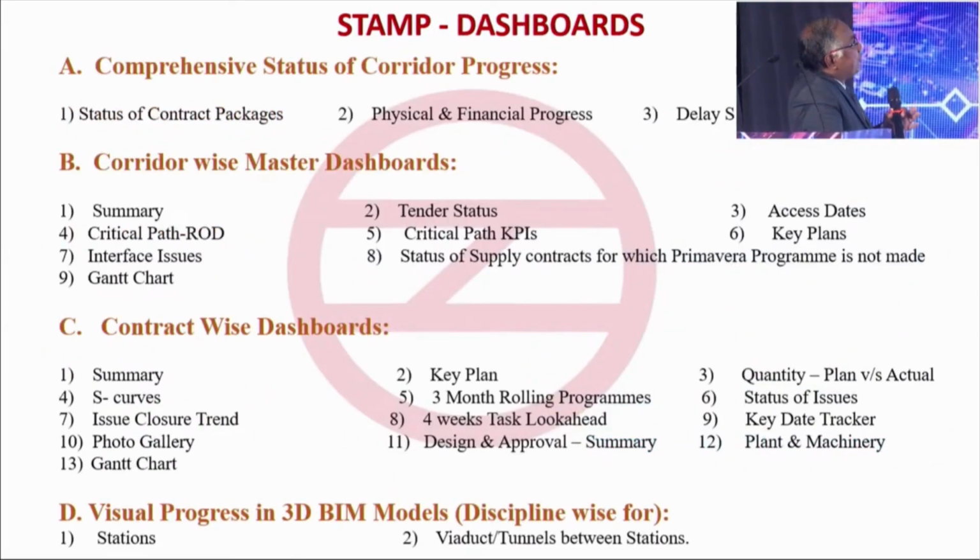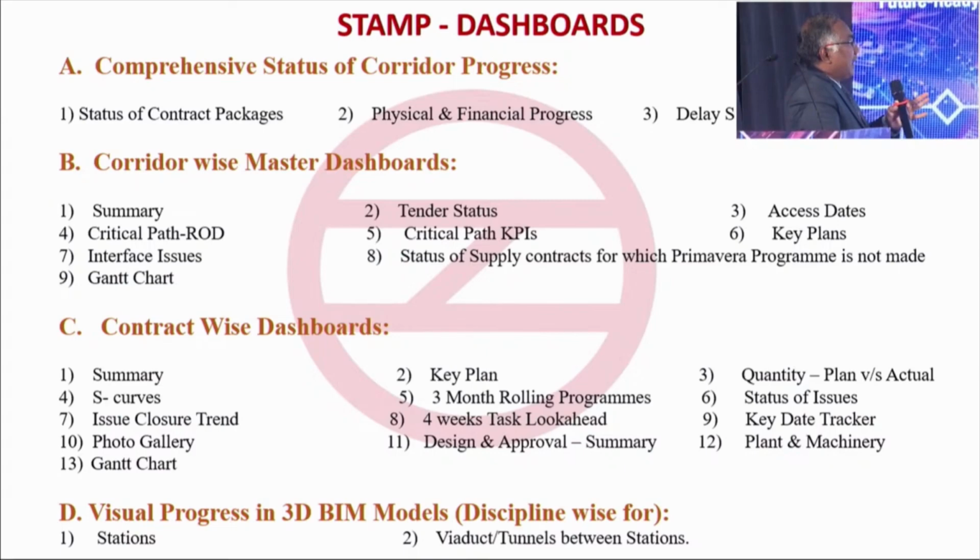These are the dashboards: a comprehensive high-level status of every contract package, physical and financial progress and land acquisition at the macro level, and the status of delays, even at the time of tender or after the award. Then corridor-wise, what the critical path is, what the access dates are, and what the interface issues are. Then contract-wise dashboards, with a key plan, S-curves, a 3-month rolling program, etc.